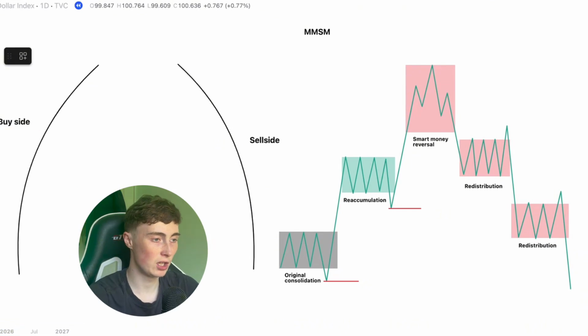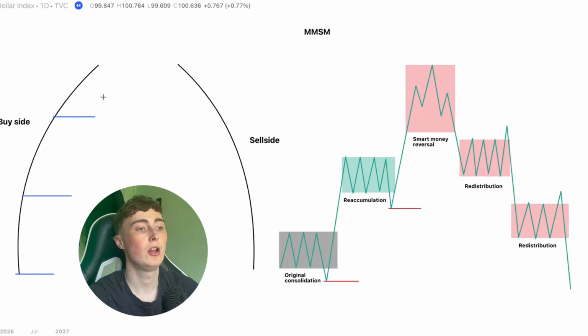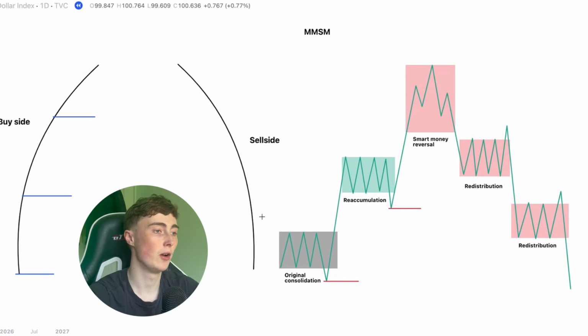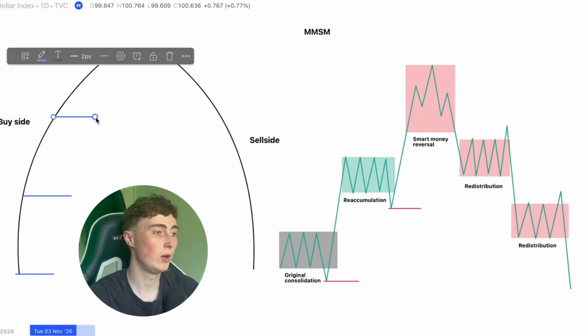Now, the way that this bullish leg forms is going to be with consolidation, expansion, and each consolidation is going to leave behind a level of sell side liquidity. Now, these levels of sell side liquidity are going to be the targets for the sell side of the curve. So once we get the smart money reversal up here, that sell side of the curve starts. Now, these levels of liquidity left behind become the targets.